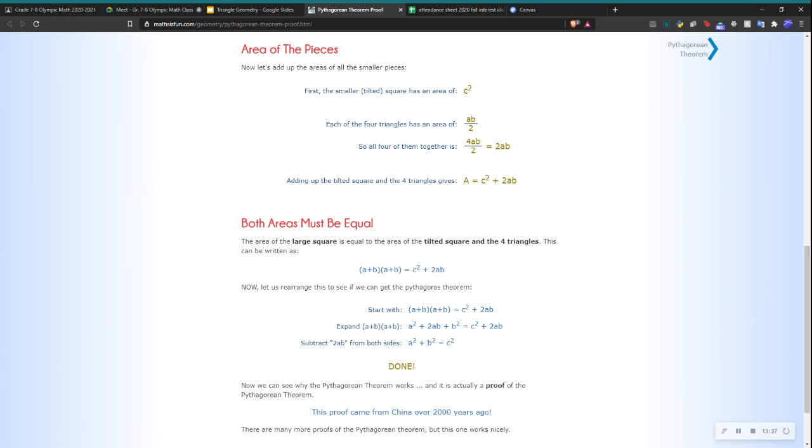And then you're trying to rearrange this just to get a squared plus b squared equals c squared at the end. And it's possible to do that. So you start with that equation, and then they expanded a plus b times a plus b, or a plus b squared. It'll look like this. So a squared plus 2ab plus b squared equal to c squared plus 2ab. And then they subtracted 2ab from both sides. So this 2ab is gone. This 2ab is also gone. And you're left with a squared plus b squared is equal to c squared. And that's the proof of the Pythagorean theorem.